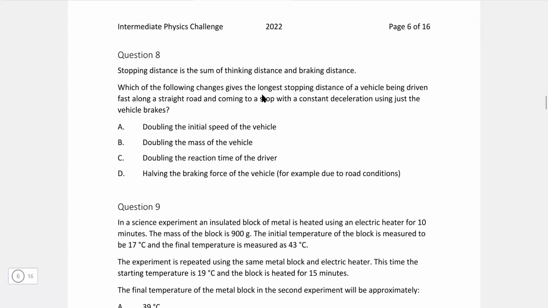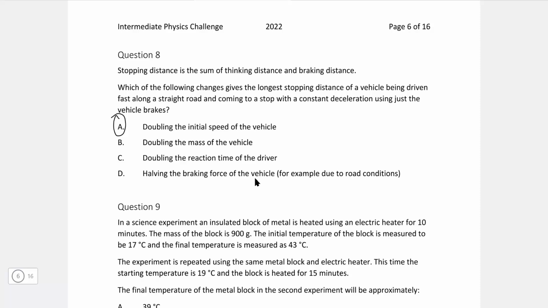Okay, next one. Stopping distance is the sum of the thinking distance and the braking distance. Which of the following changes gives the longest stopping distance of a vehicle being driven along a straight road and coming to a stop with a constant deceleration using just the vehicle brakes? Okay, so we have doubling the initial speed of the vehicle, the mass of the vehicle, the reaction time of the driver, or halving the brake force. Now, the answer is A, and let me explain why.